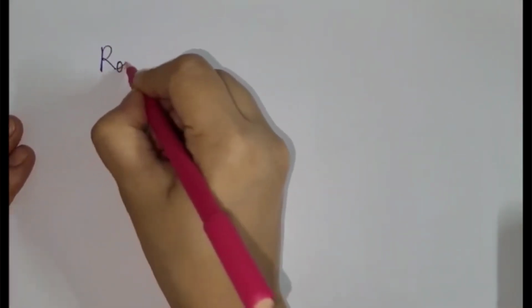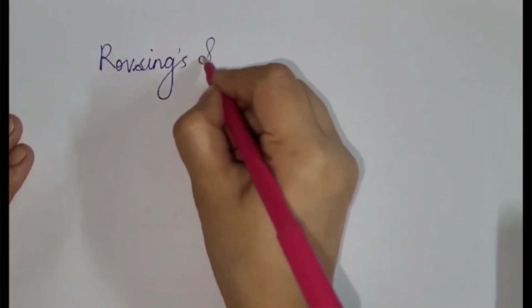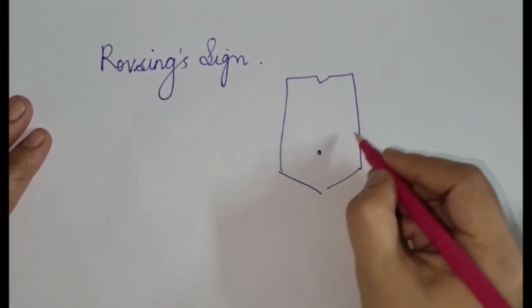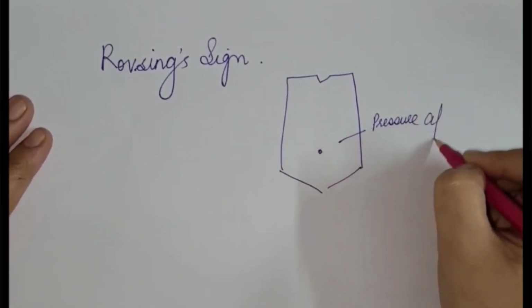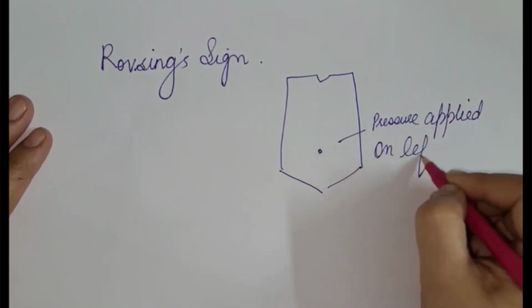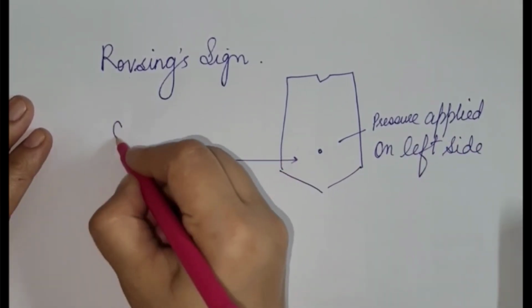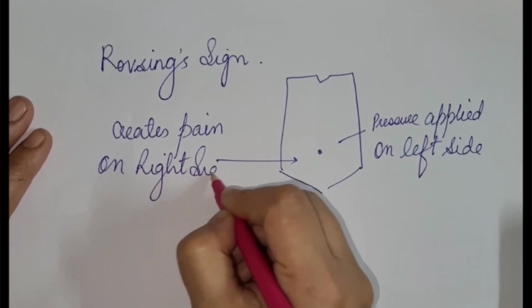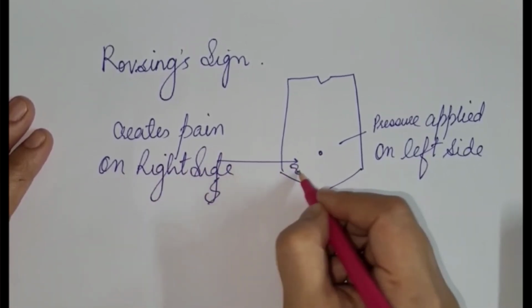Now coming to the third sign is the Rovsing sign. Now Rovsing sign is a sign when there is a pain on the left side of the abdomen. When you put the pressure on the left side of the abdomen, there will be a pain on the right side where actually the location of appendix is. So this is called as Rovsing sign. In this N is silent, Rovsing.